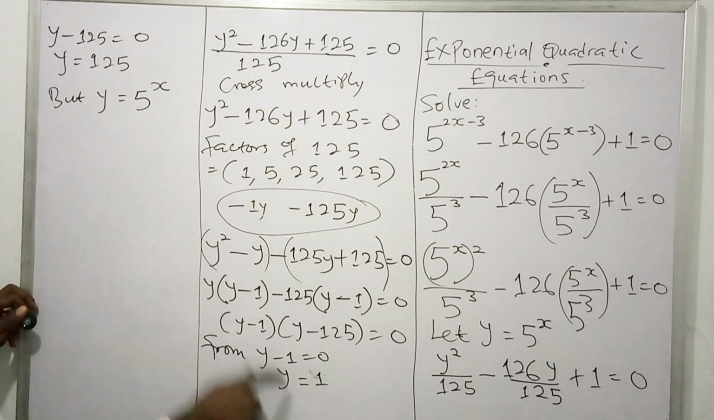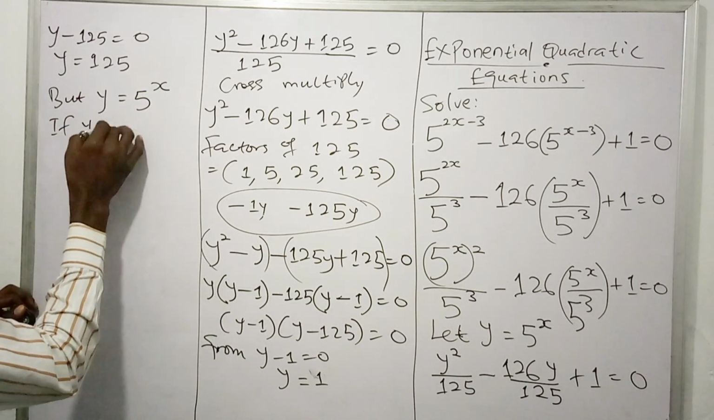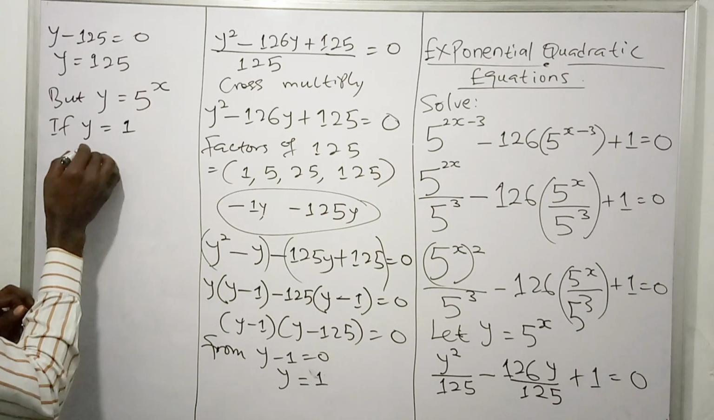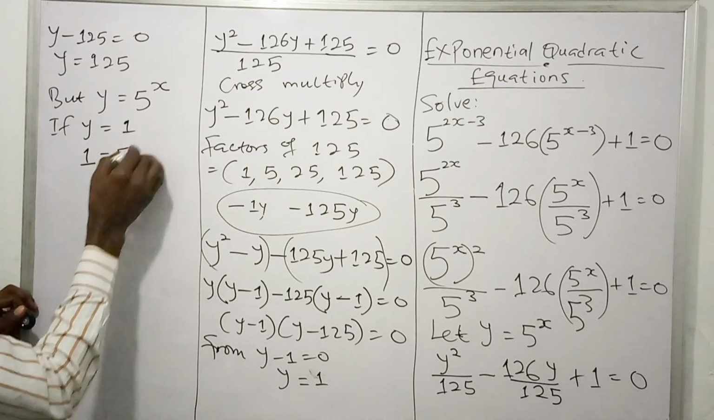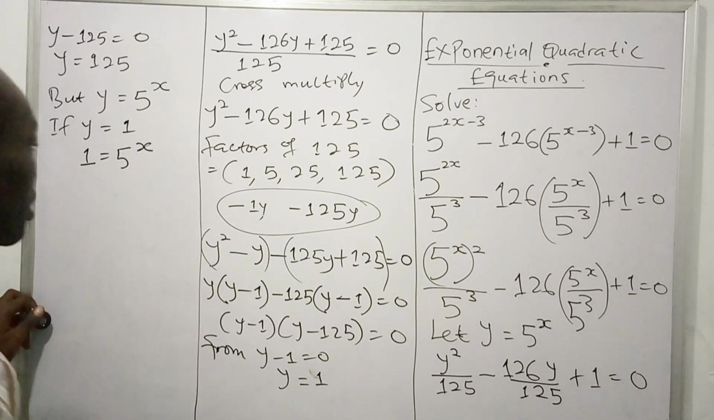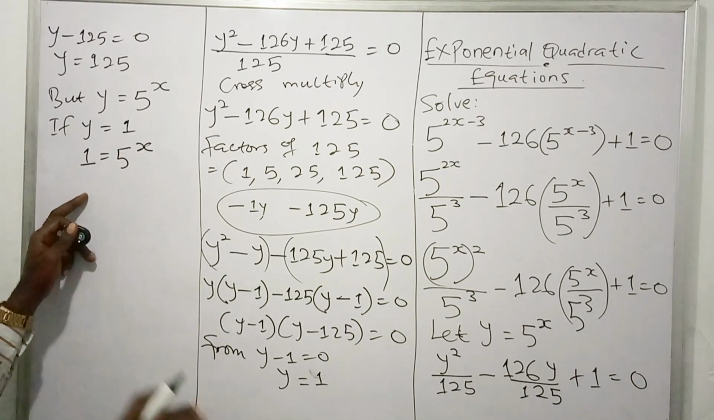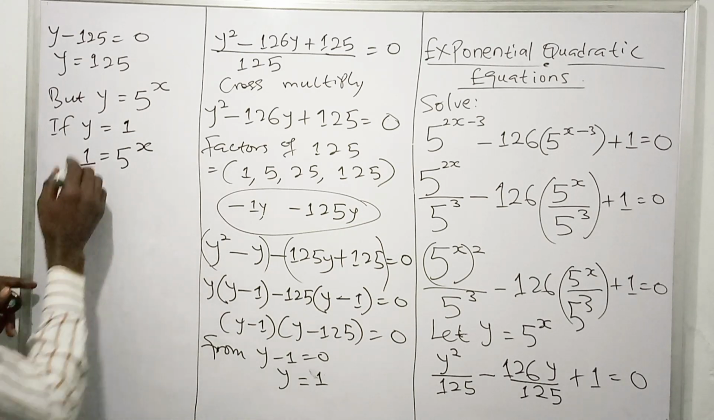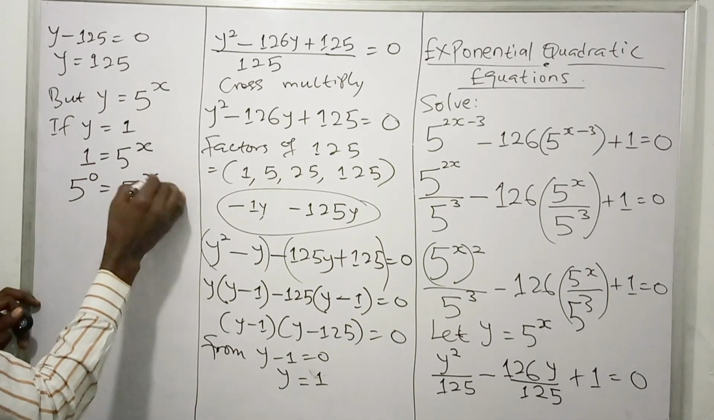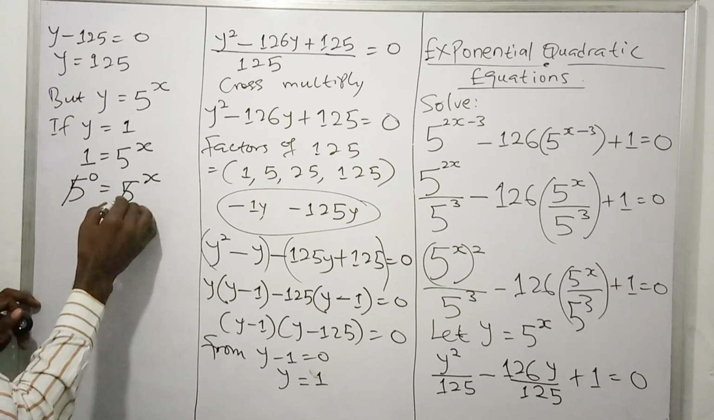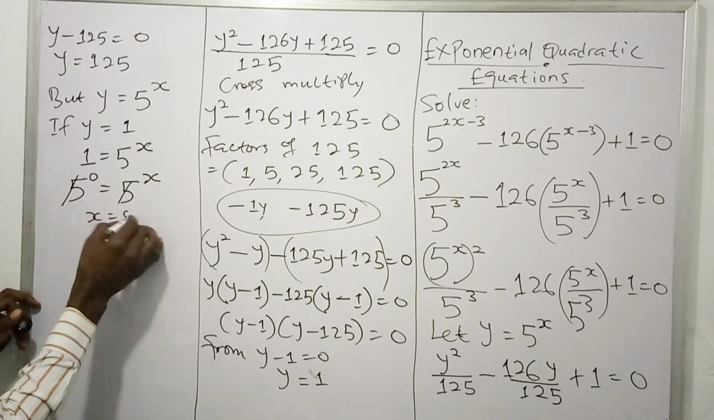So if y equals 1, that will now give us what? 1, we replace the y with 1. This equals to what? 5 raised to the power x. Now from indices again, we recall very well that whatever is raised to the power of 0 is equals to 1. So that means this one can be written as 5 raised to the power 0 equals to 5 raised to the power x. So that 5, we cancel out 5. So our value of x is what?